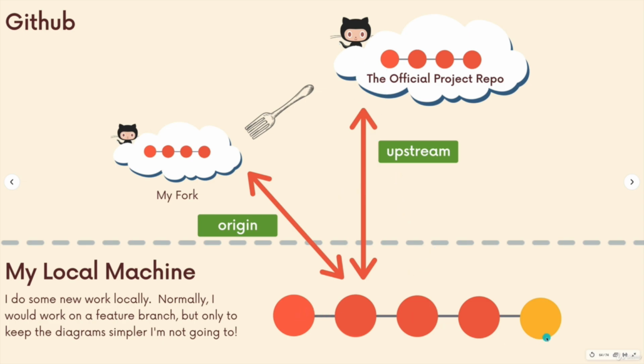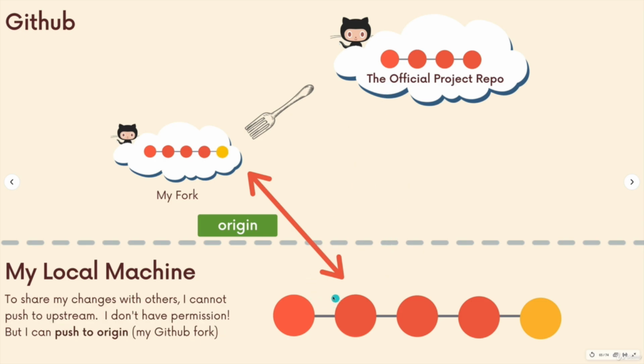So now if I do some work, I make a new commit or a bunch of commits. Normally this would be on a feature branch, but for the diagram's sake, I'm just doing it on the main branch or whatever this branch is. Then if I want to try and share it with the repository creators, I definitely cannot push up because I don't have permission. So instead, I can push up to my origin, which is my fork.